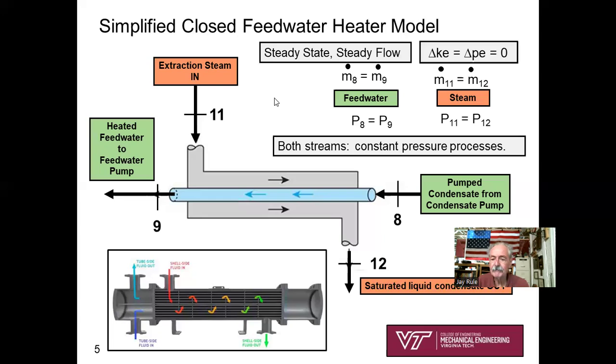What else can we say? Well, we've got steady state, steady flow on both sides of the exchanger. We've got no change in kinetic or potential energy that we're going to worry about on either side. And so certainly you see that m dot 8 equals m dot 9: steady state, steady flow, one inlet, one outlet.